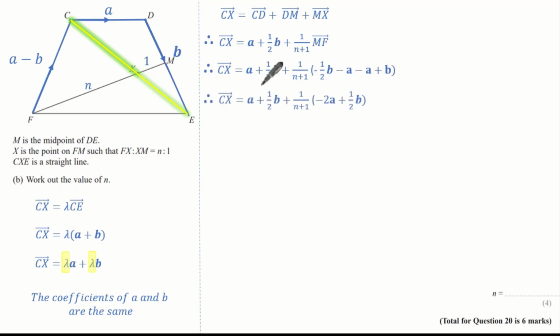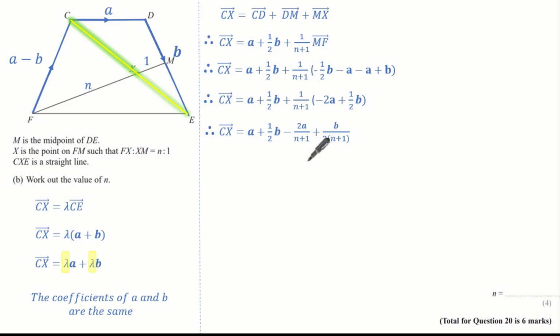Now from here, I'm simply going to simplify. Here's my a, my half b, my 1 over n plus 1, and simplifying this gives me minus 2a plus a half b. Multiplying out, now I have the vector CX to be a plus 1 half b minus 2a over n plus 1 plus b over 2(n plus 1). So multiplying my 1 over n plus 1 by the minus 2a gives me minus 2a over n plus 1, and multiplying my 1 over n plus 1 by a half b gives me b over 2(n plus 1). Now remember, we need to identify my coefficients of a and my coefficients of b.